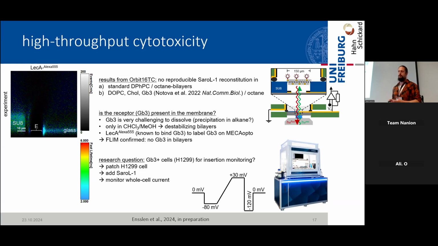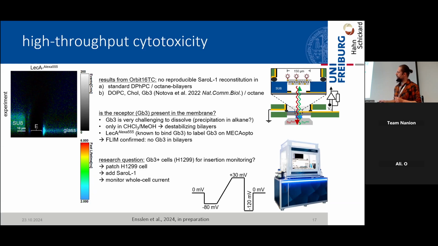So you could use confocal microscopy. And the idea was actually to use another protein, which is called LecA, and label this, because we know very well that this binds GB3 very efficiently, in order to illuminate the GB3 which is present in the membrane. And here on the left side you can see a Z scan through the Meca-Opto.